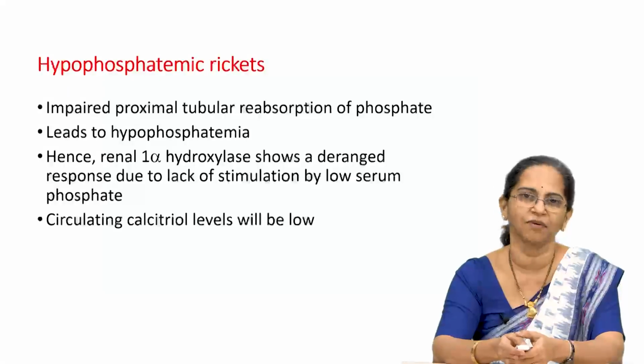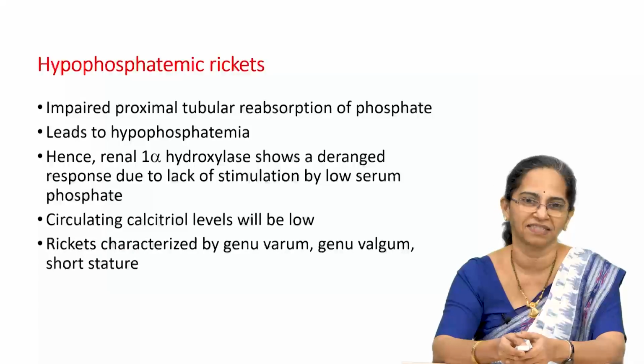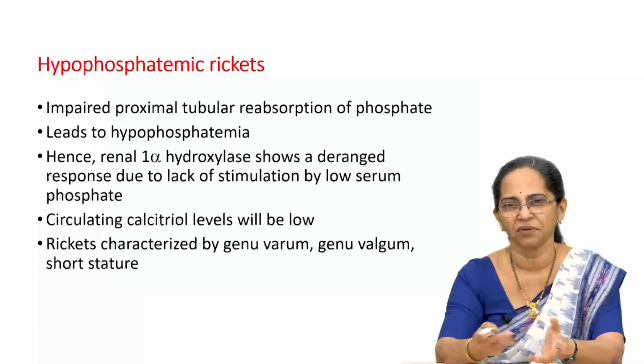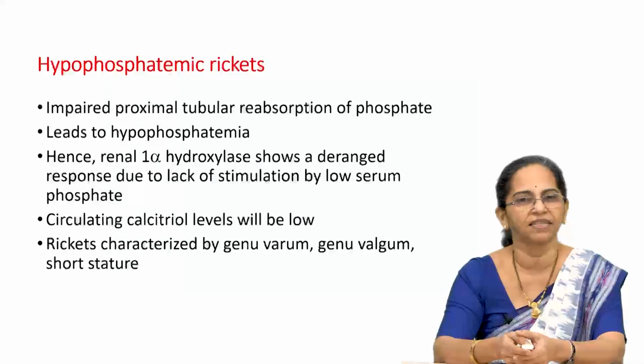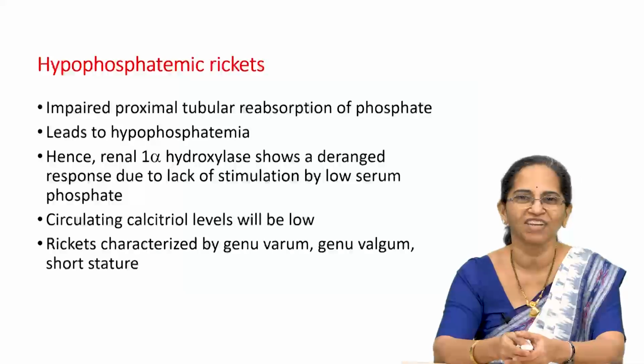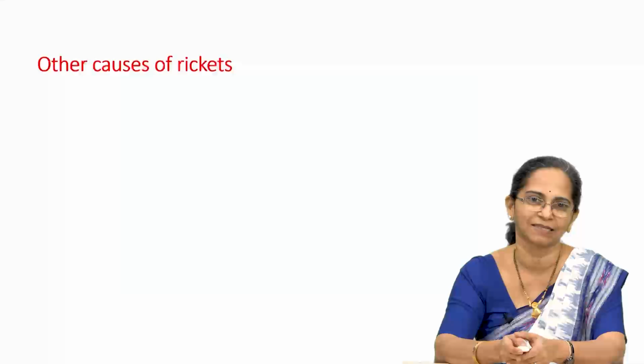So, such a type of rickets is called hypophosphatemic rickets. And of course, we are going to study the symptoms and the findings, and here also in such a type of rickets there will be genu varum, genu valgum and short stature. What each means we will come to know in the next few slides.